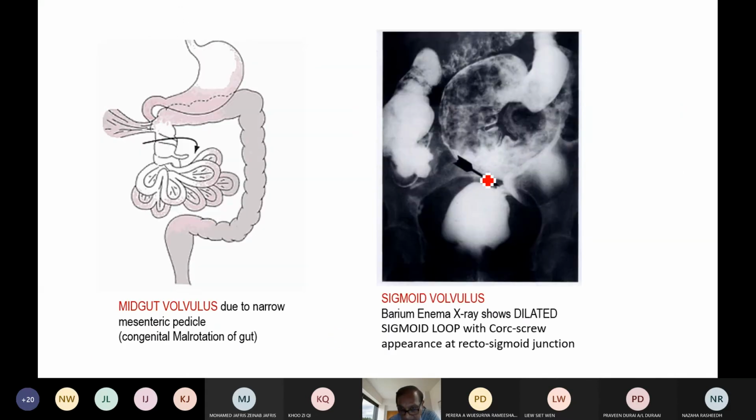So here we can see the obstruction and the proximal part of the sigmoid colon is dilated in barium enema. So this indicates the radiological picture of sigmoid volvulus. This is also called corkscrew-like deformity. And this is a volvulus involving jejunum and ileum. Okay, so the mesenteric pedicle becomes very short since birth, congenital. So with the mesenteric pedicle being very short, midgut volvulus can also happen in early part of life.